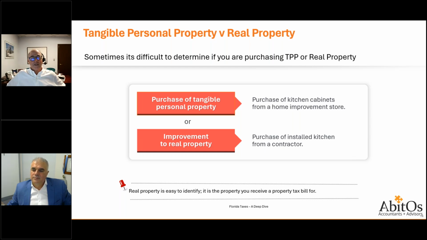If you hire a kitchen cabinet contractor and tell him, I'd like to renovate my entire kitchen with all new cabinets, including your installation, he's performing an improvement to real property, and he should not charge you, the homeowner, any tax. So if you're purchasing electrical, plumbing, flooring, kitchen cabinets, air conditioning, roofing, landscaping, pretty much any kind of construction on real property, the contractor should not be charging you, the property owner, any tax.